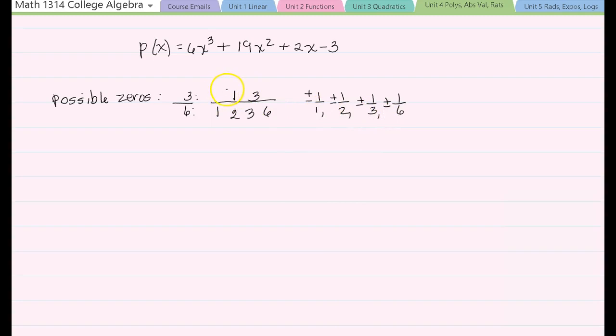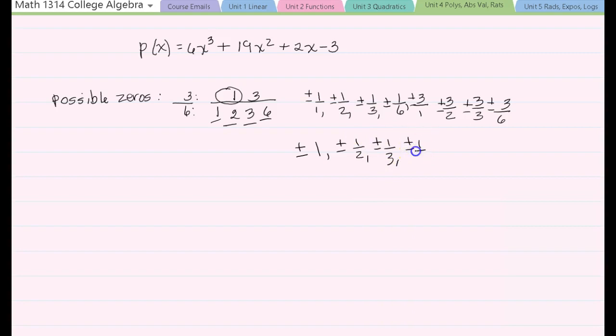Notice that's the factors of 1, and I divide it by each of the factors of the leading coefficient. The other set is going to be plus or minus 3 over 1, plus or minus 3 over 2, plus or minus 3 over 3, plus or minus 3 over 6. And then again, when we look at our list and we condense it, we can see that our final list would be plus or minus 1, plus or minus 1/2, plus or minus 1/3, plus or minus 1/6, plus or minus 3, plus or minus 3/2.